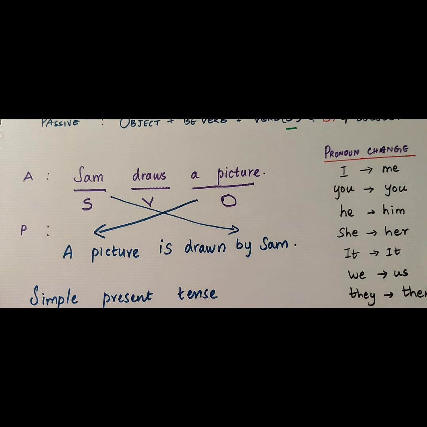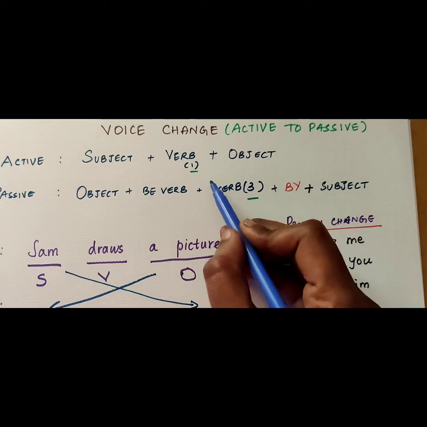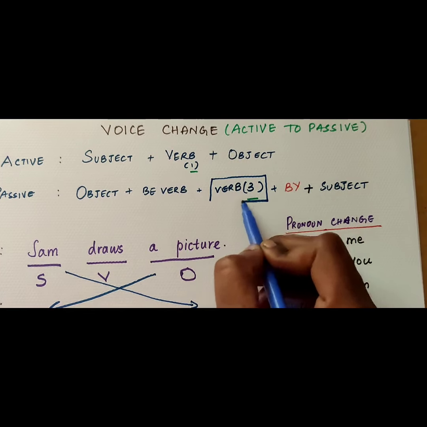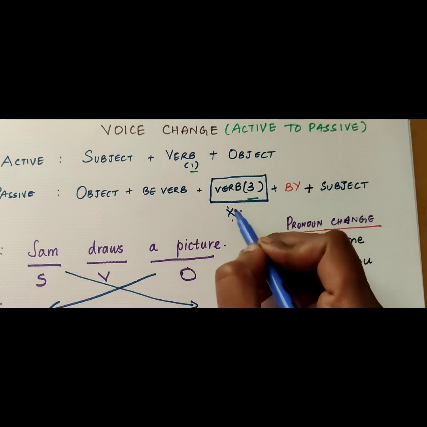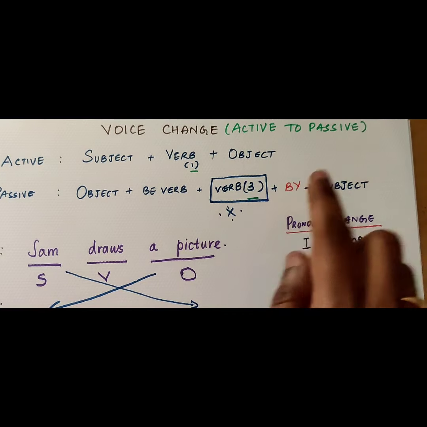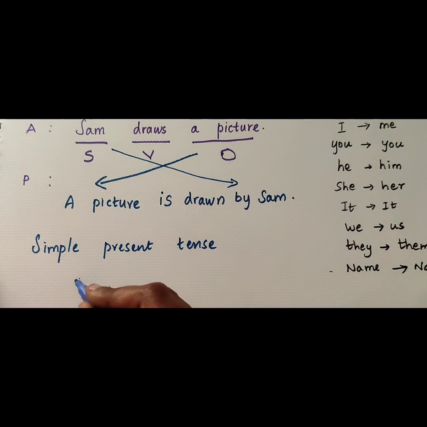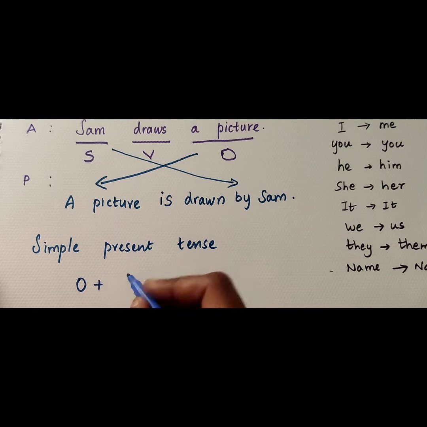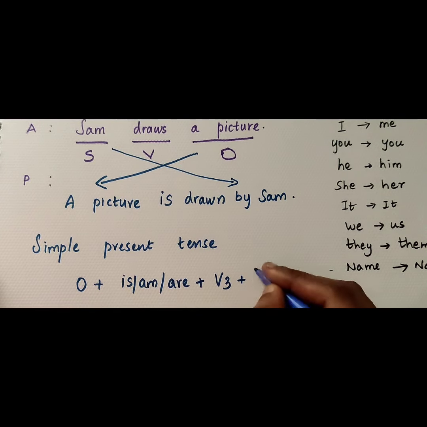Hope you are clear. The main thing is that only the third form of the verb will be used in the passive, not any other form. Remember this, it is always third form and we have to add by. These two are important steps. Formula for simple present is object plus is or am or are plus the third form of the verb plus by plus subject. You have to remember this.